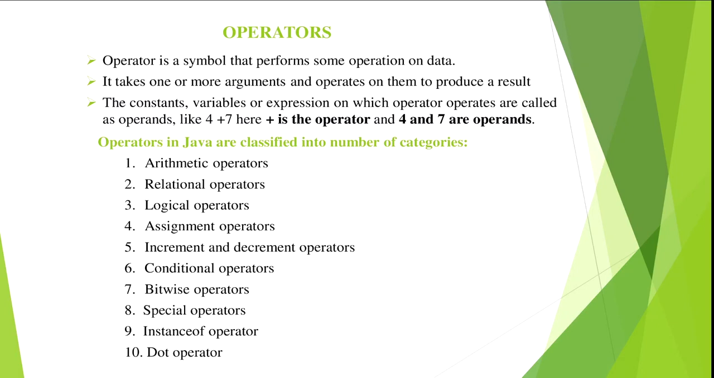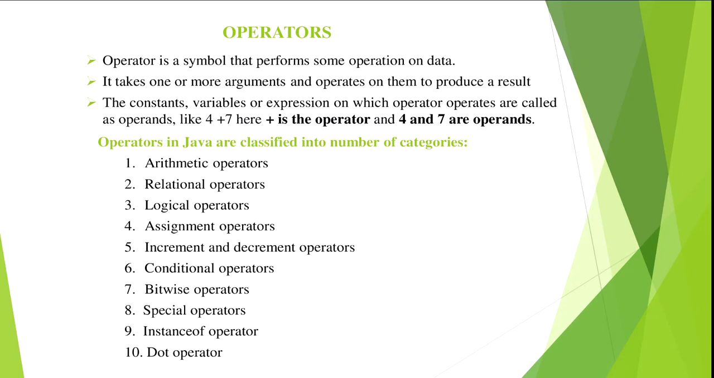One example: 4 plus 7. Here plus is an operator and 4 and 7 are operands. This symbol is called the operator, and the values, variables, or constants on which the operator operates are called the operands.